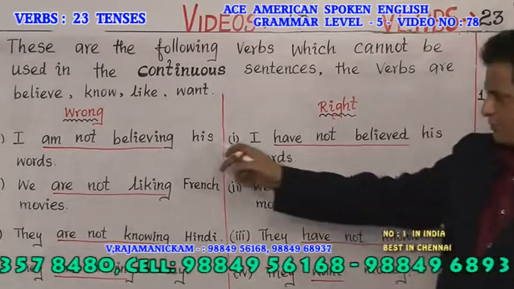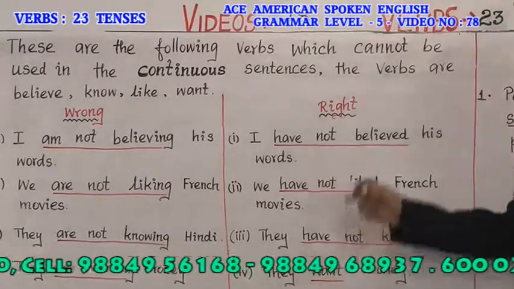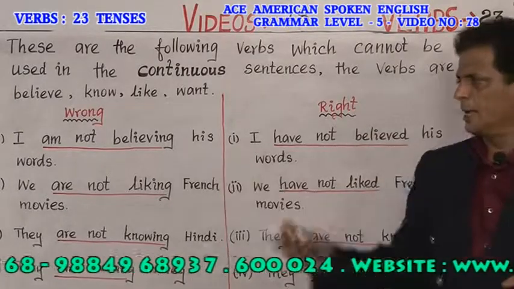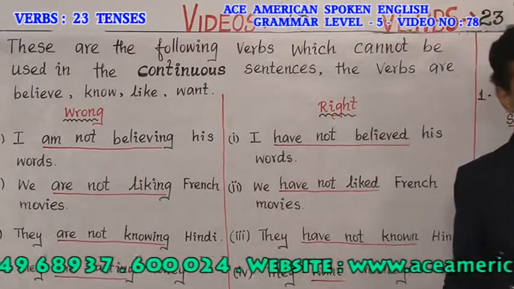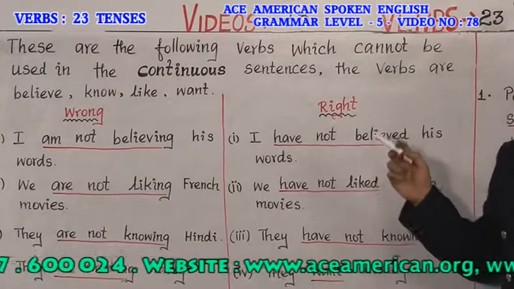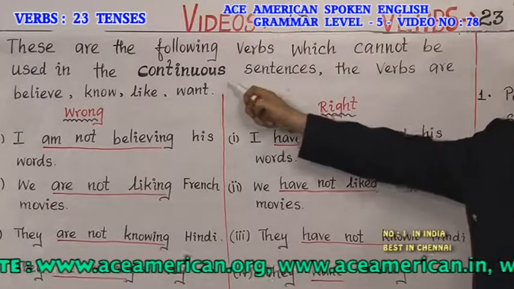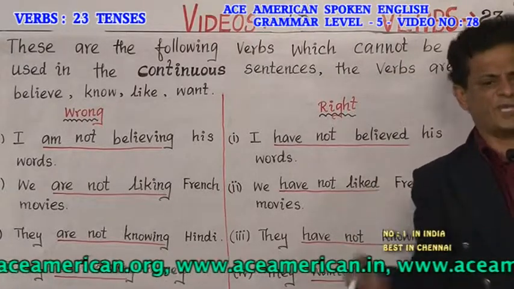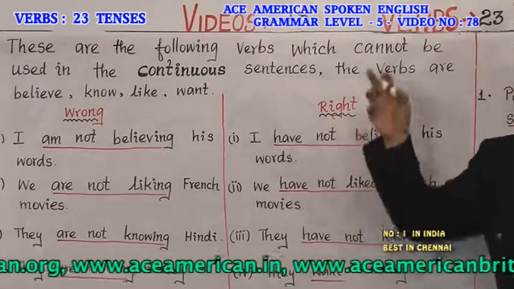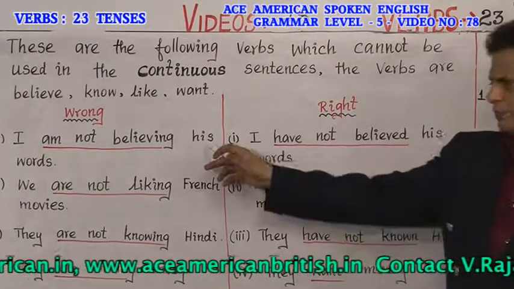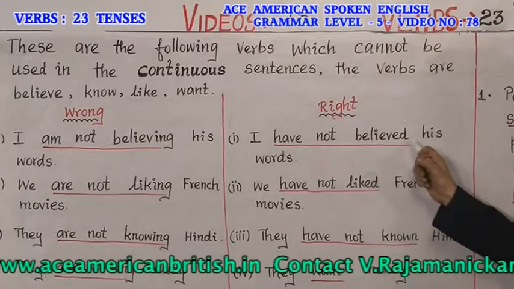See here, I am not believing his words. This is wrong. I have not believed his words. This is in present perfect. You are not using in present continuous. You are using only in present perfect. I am not believing his words. Continuous is not used with continuous, either present continuous or perfect continuous. It is used only with perfect. I am not believing his words. Wrong. I have not believed his words.